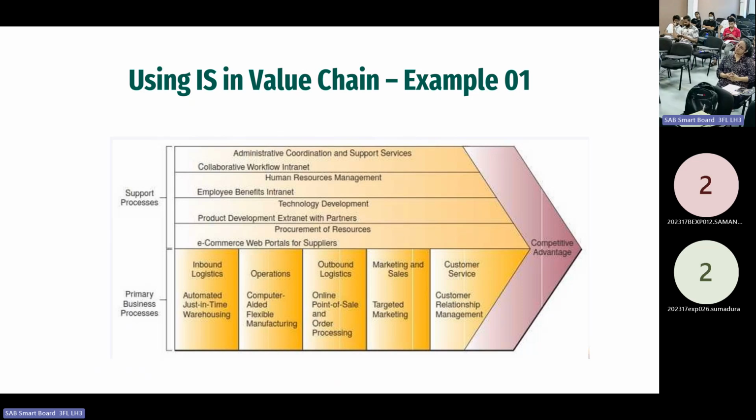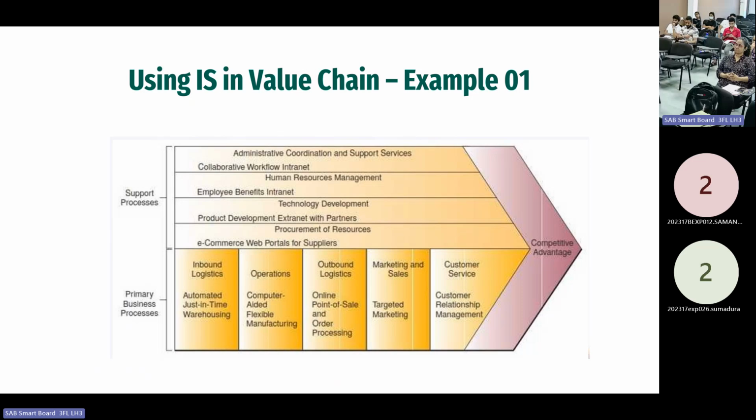The same concept, yes, Toyota came with, but now almost all organizations can use it for their warehousing of inventory. So yes, we can go with a JIT warehouse system or an inventory management system. And when it comes to operations, we can go for computer-aided flexible manufacturing, so computer-aided manufacturing with robots and automated systems to do the manufacturing. Then outbound logistics, we know about the POS, point of sale systems, or online order processing systems.